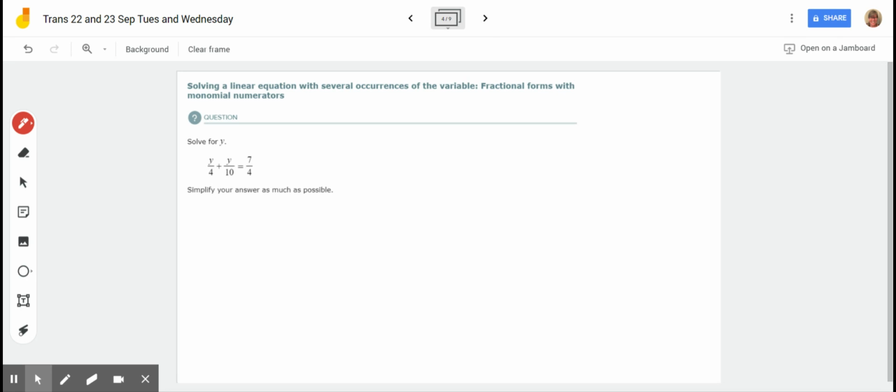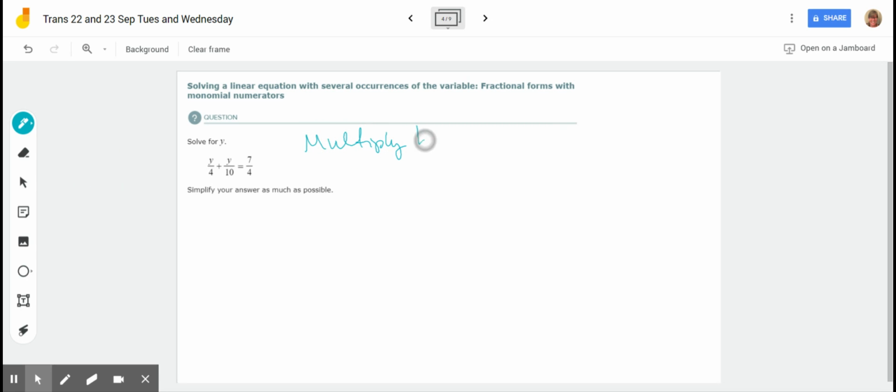Oh my gosh, this looks crazy, right? We are solving. Notice there are two y's. Several occurrences of the variable, y occurs twice. Fractional forms with monomial numerators. In other words, we just have fractions and variables. So let's do the problem. When you have fractions, you want to get rid of them.